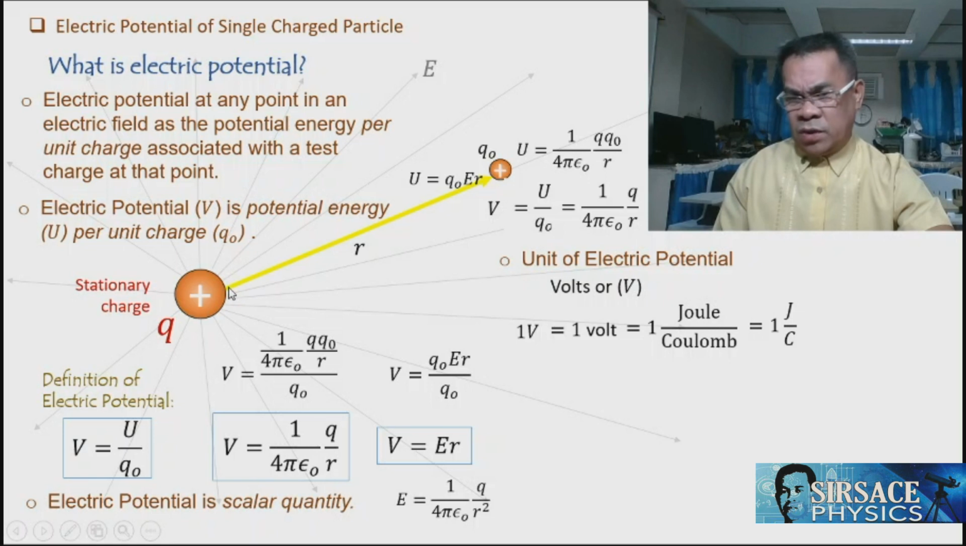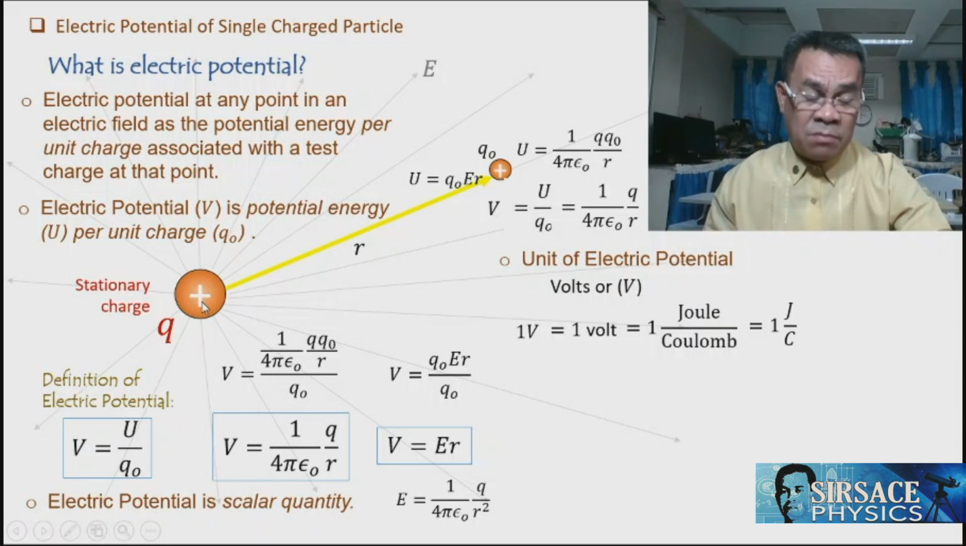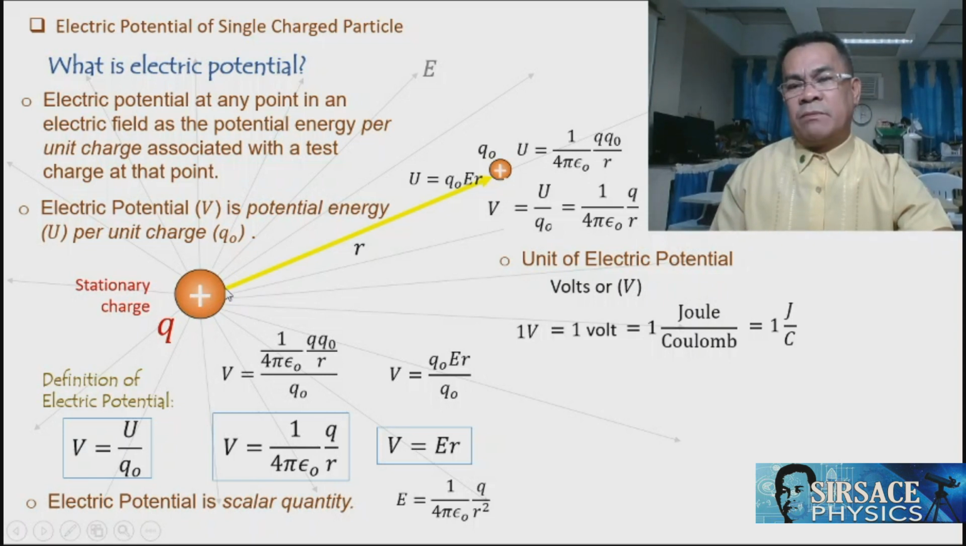Now, what do you think is the electric potential inside? Take note that the charge is only at the surface. So if you calculate the electric potential inside, the answer is the same as the electric potential at the surface. Which means that if this is 150 volts, the potential inside is also 150 volts.